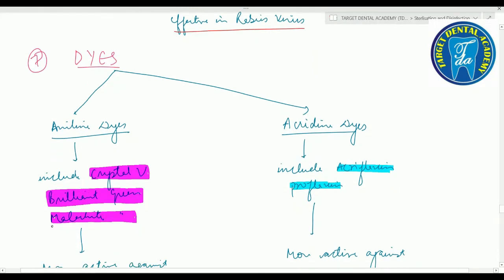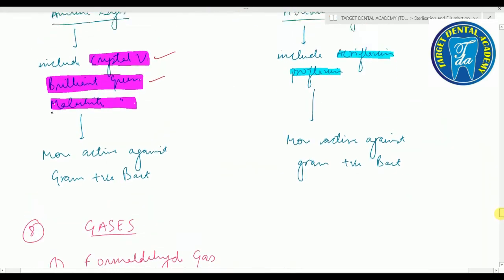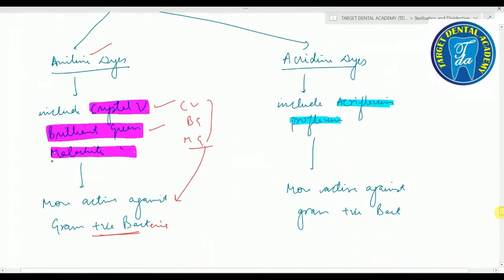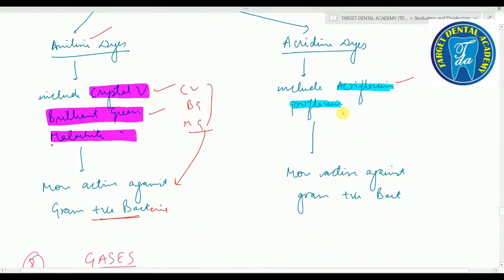Coming on to the dyes. We have 2 types of dyes, the aniline dyes and the acridine dyes. The aniline dyes include crystal violet, brilliant green and malachite green. These are more active against gram-positive bacteria. The acridine dyes include acriflavine and proflavine, and these are also more active against gram-positive bacteria than gram-negative bacteria.